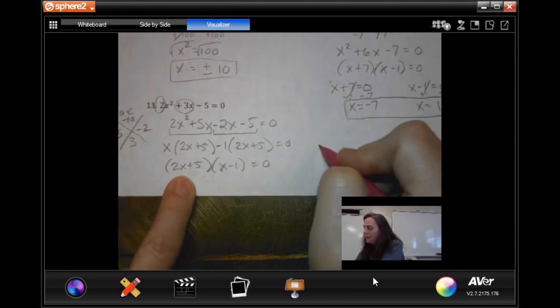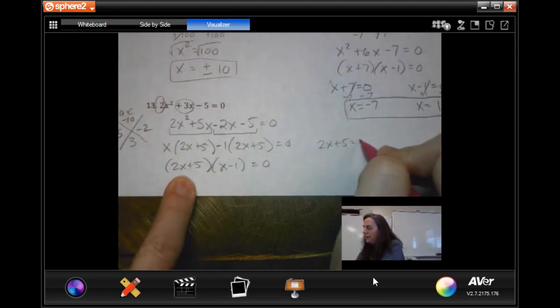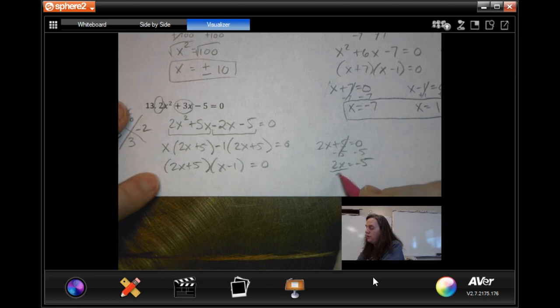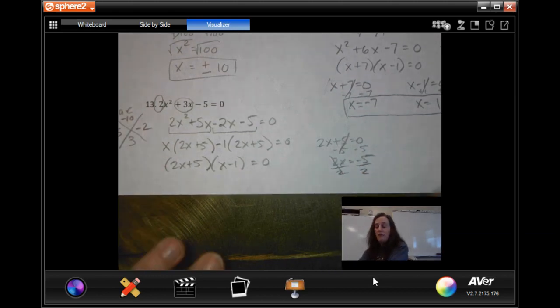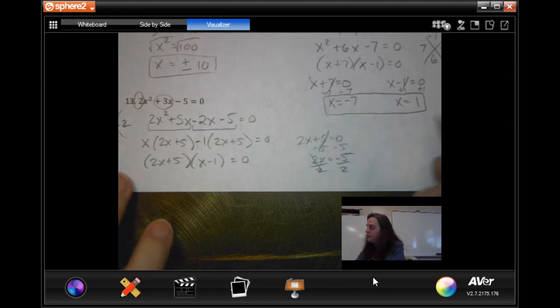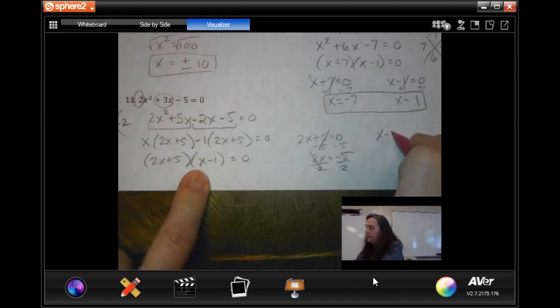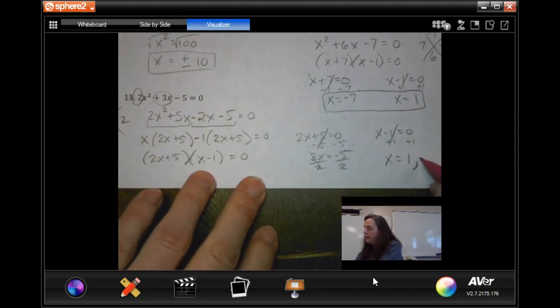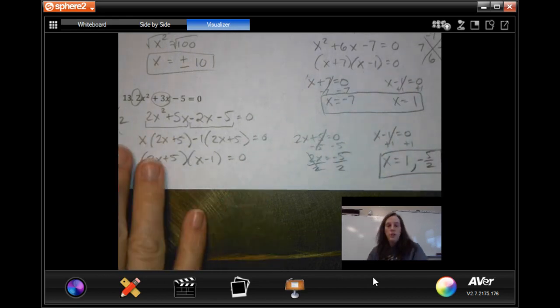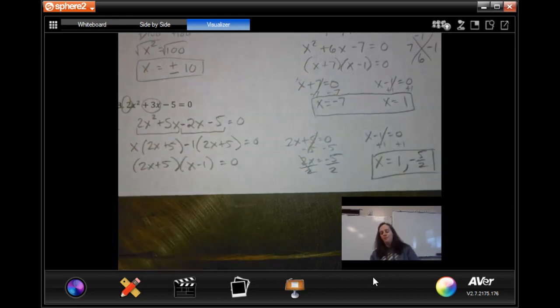So if this one's 0, 2x plus 5 equals 0, we'll move it. 2x equals -5. Divide by 2. Divide by 2. So x is -5/2 for one of them. Let's take our other one. Add 1, x equals 1. So I'm going to put the other one here, -5/2. Those are our two solutions for the last one.